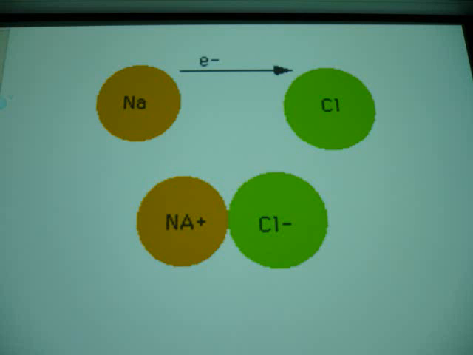So what happens, the sodium gave his electron to chlorine. Now they're both happy. But sodium is now a plus charge, chlorine is now negative, and that's why they're sticking together. That's the bond. That is an ionic bond, when two ions are formed.